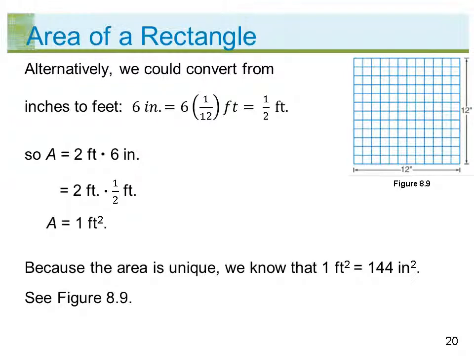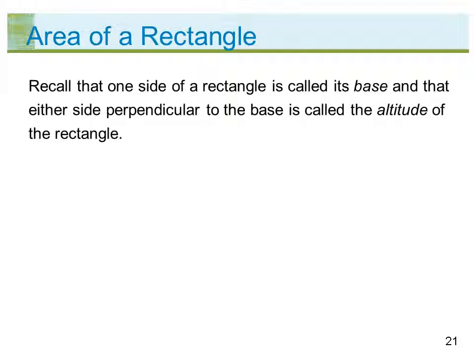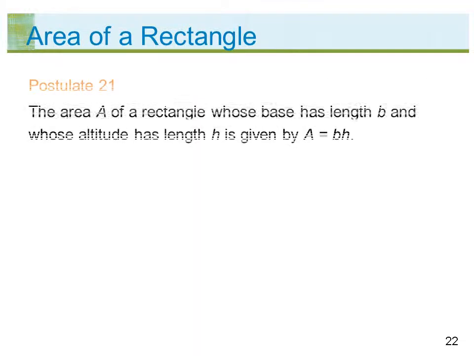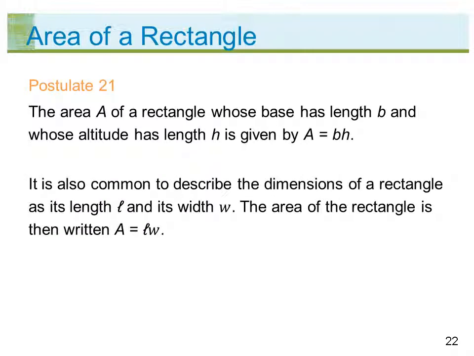See Figure 8.9. Recall that one side of a rectangle is called its base, and that either side perpendicular to the base is called the altitude of the rectangle. Postulate 21. The area, A, of a rectangle whose base has length b and whose altitude has length h is given by A equals bh. It is also common to describe the dimensions of a rectangle as its length, l, and its width, w. The area of the rectangle is then written A equals lw.